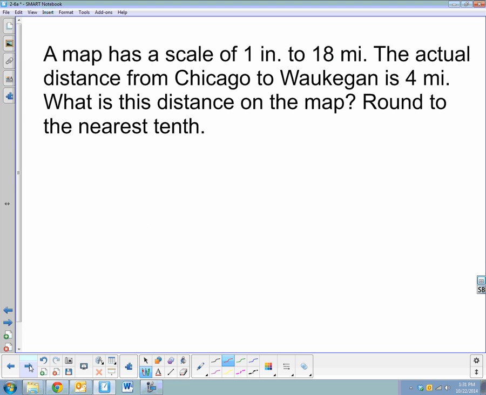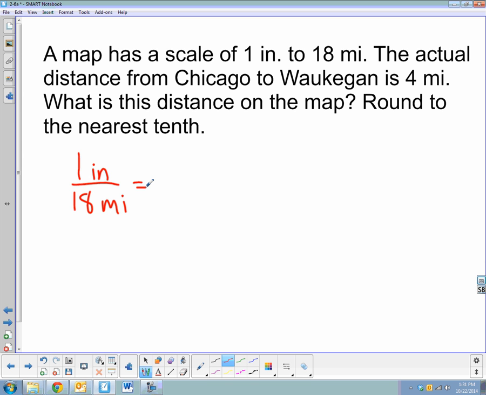Let's look at another example of that. A map has a scale of 1 inch to 18 miles. Well, same map probably. So we can start with our proportion. We can start our ratio: 1 inch, and again I'm labeling, that label is extremely important, especially in this half of the chapter, to 18 miles. That's our initial ratio. That's how we're starting our proportion.